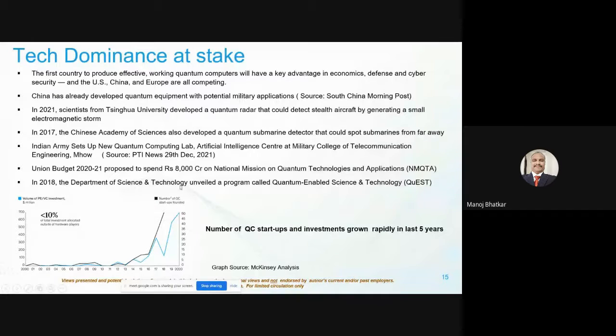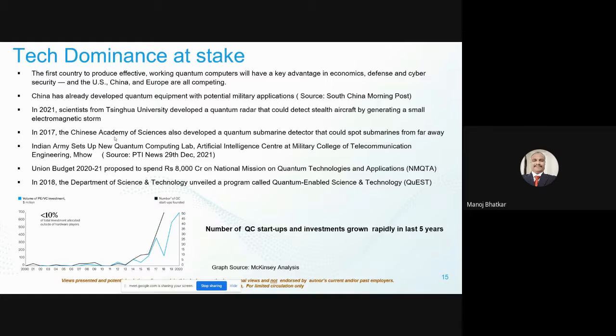In 2018, the Department of Science and Technology unveiled a program called Quantum Enabled Quest, Hyderabad-based government of India's initiative for quantum computing, and they started with a seed capital of 80. But again, the way research works in India versus other places is a little bit different. As a nation, we need to look into a couple of use cases that China has already achieved and prepare ourselves, right?